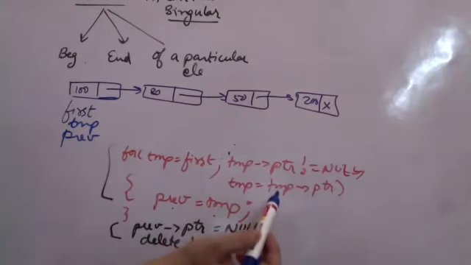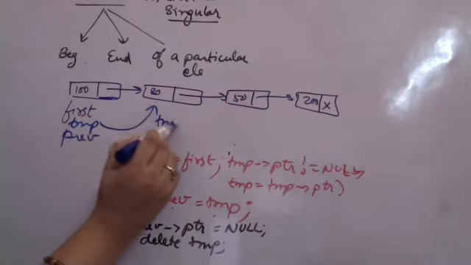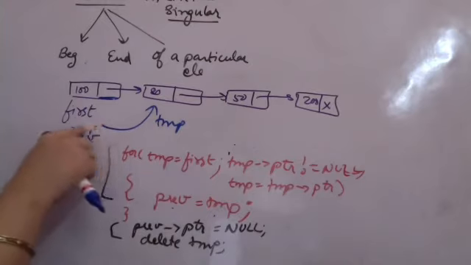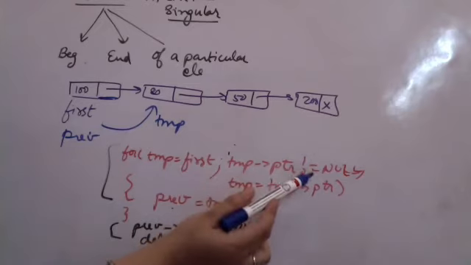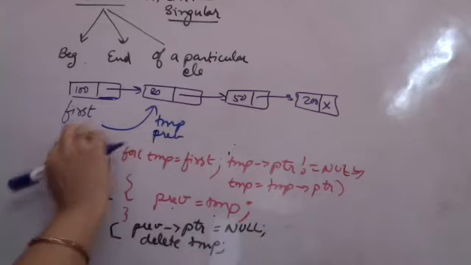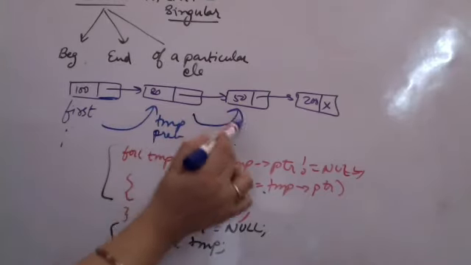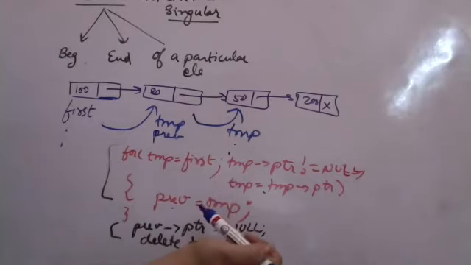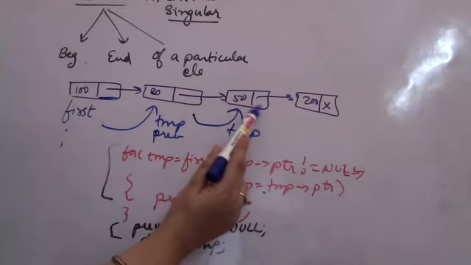I go to the increment: temp is equal to temp pointer. That means temp's pointer is this, so temp moves here. This is now the new temp. Right? Now check the condition: temp's pointer is null? No, it is still not null. Go inside the loop. Previous also moves here. Go again, increment: temp is equal to temp pointer. Again temp moves to the next pointed node. Again check temp pointer is not equal to null. No, it is still not null.